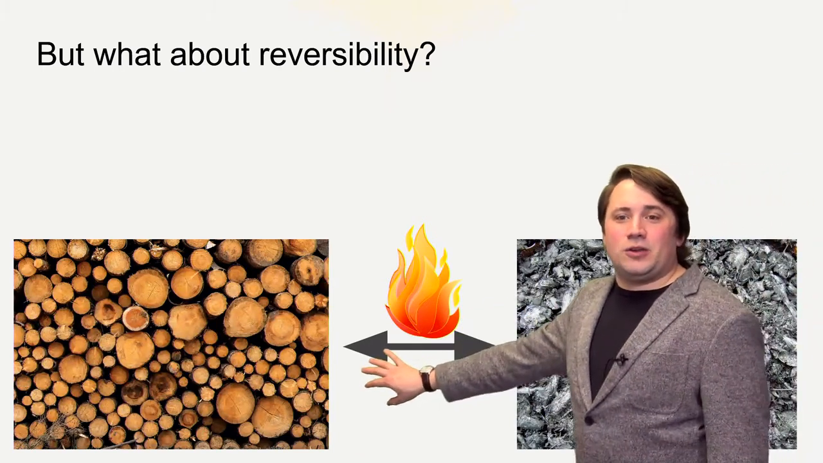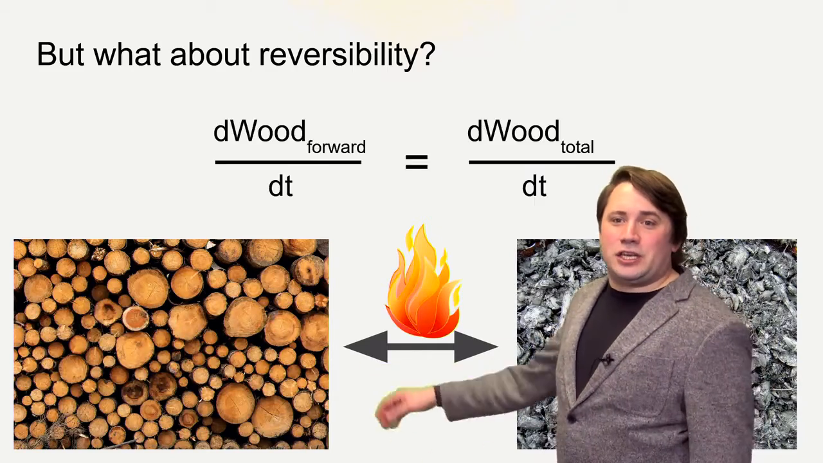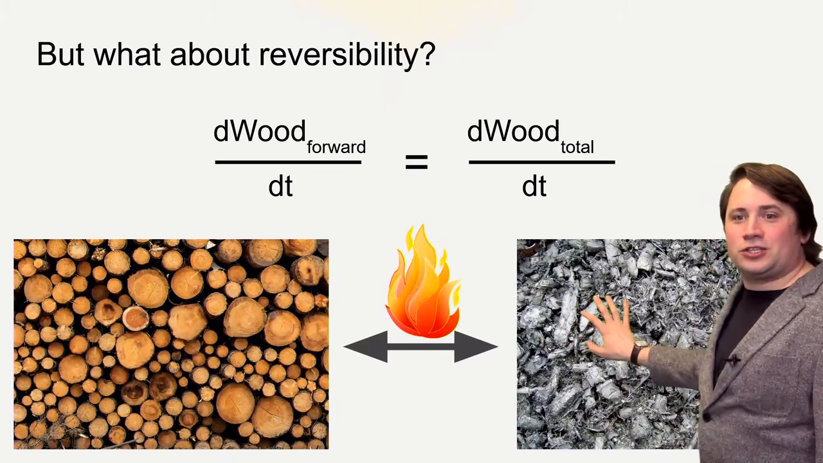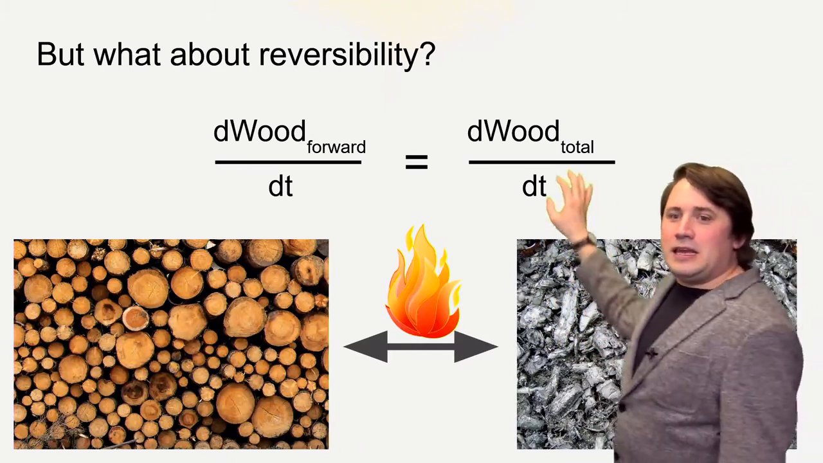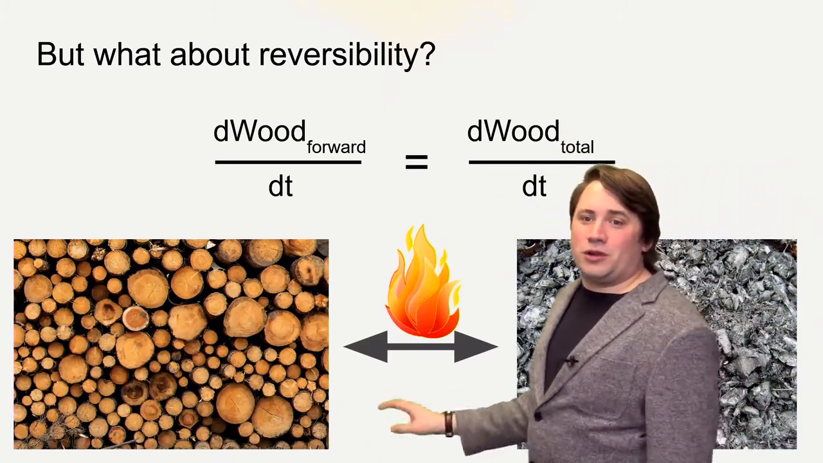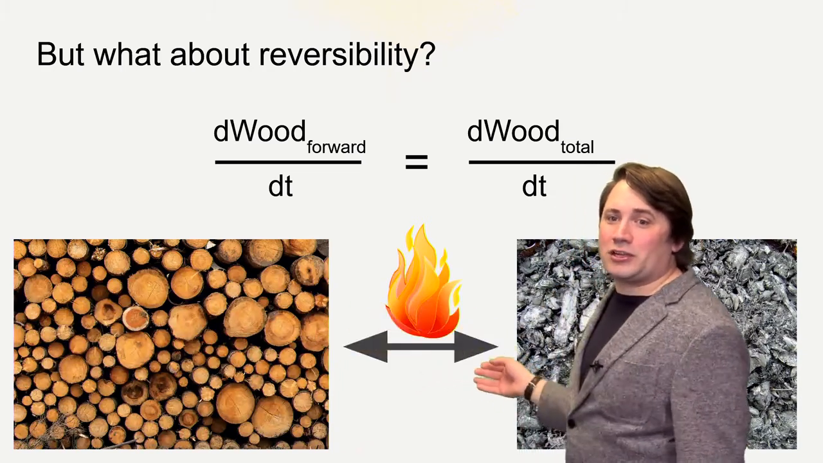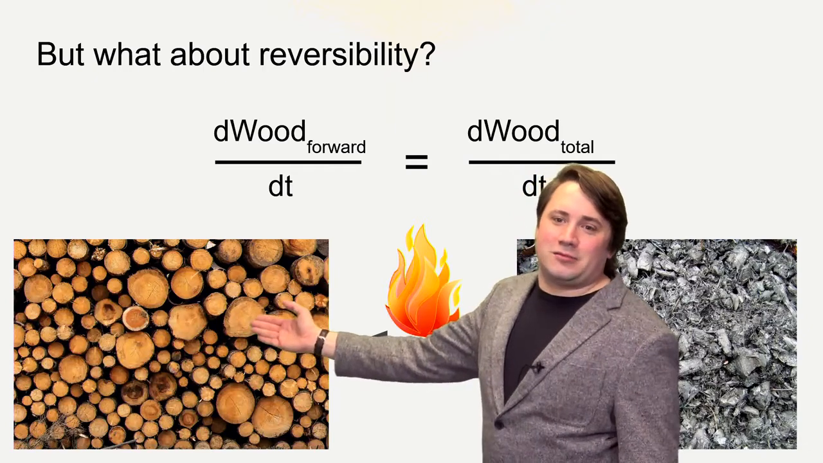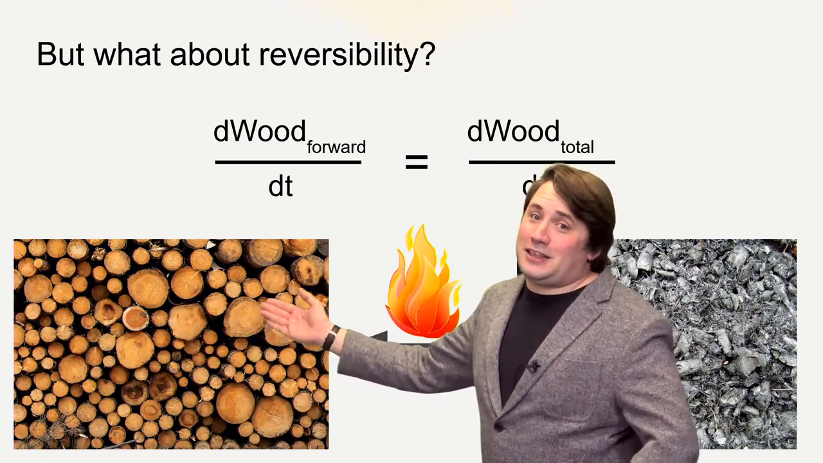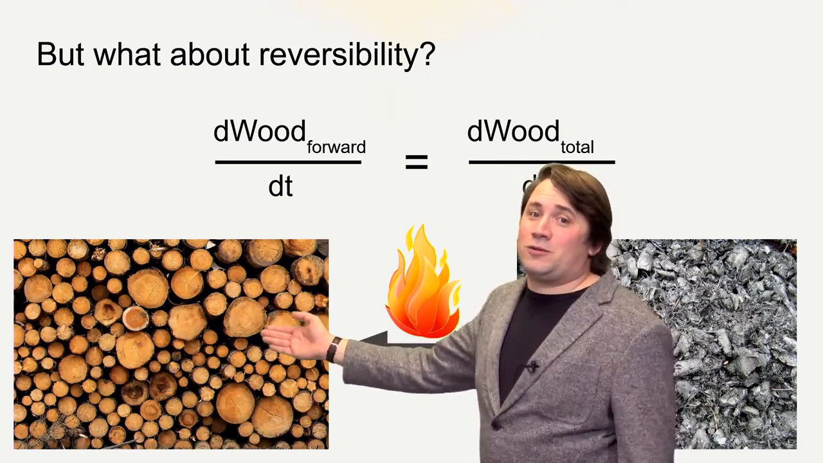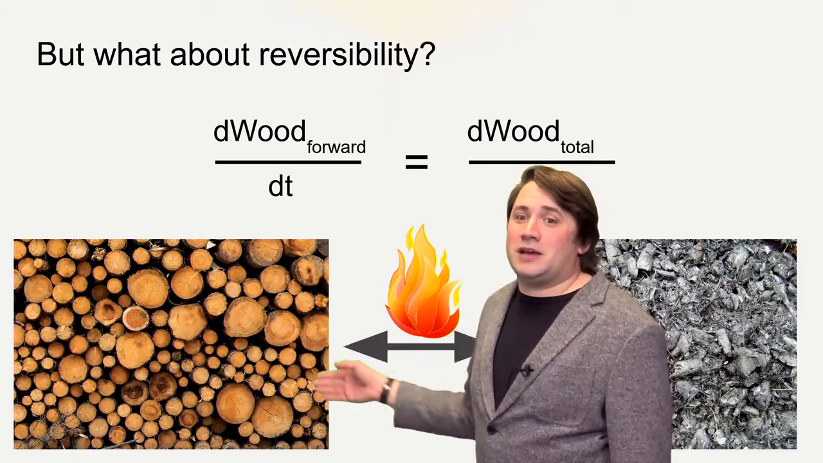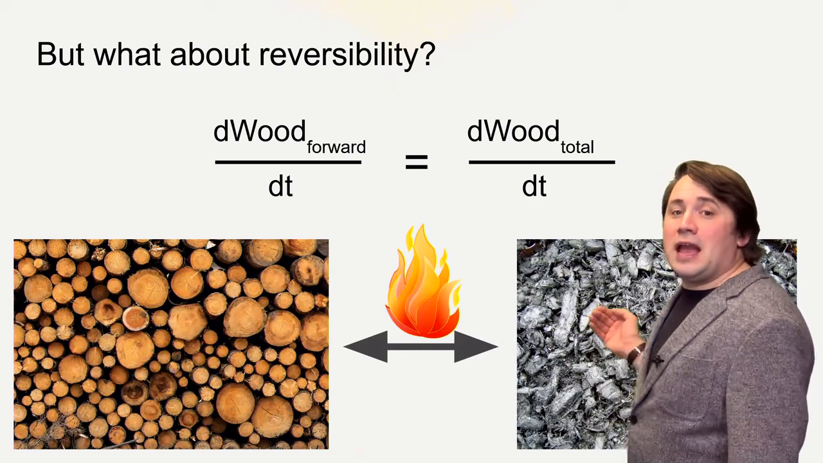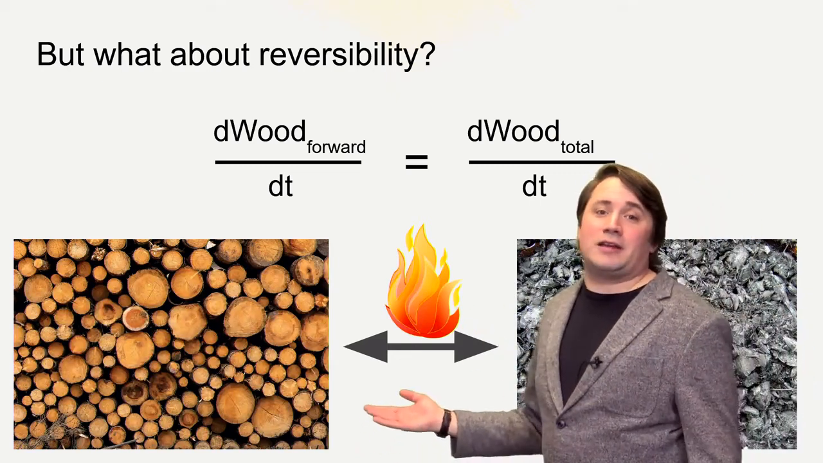So basically, you can say that the change in wood in the forward direction, that is by combustion to ash and carbon dioxide, is equal to the total change in wood of the reaction in both the forward and reverse directions, because the reaction proceeding this way is basically thermodynamically impossible. It's not theoretically impossible, but for all practical purposes, it is impossible because the thermodynamics favor this forward reaction so much. And so this is the case that you'll see in a lot of chemical reactions.